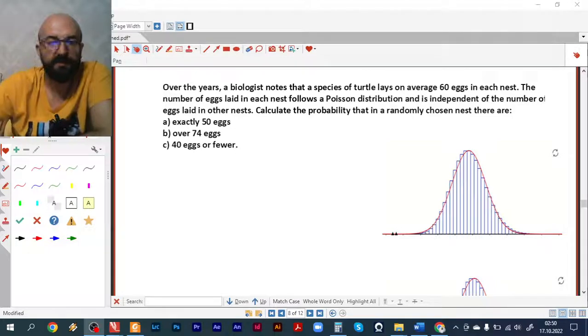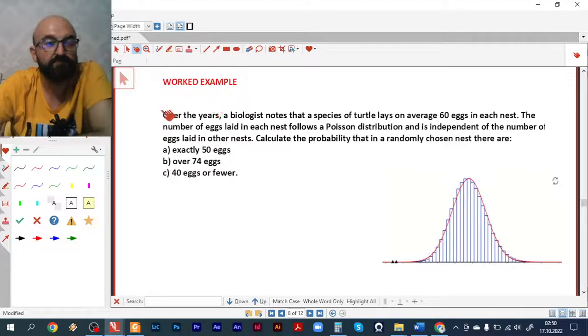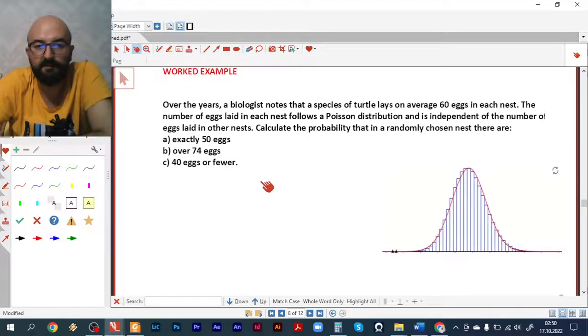Now, in this lesson, we will solve some problems about the normal distribution approximation to the Poisson distribution, and we can start.